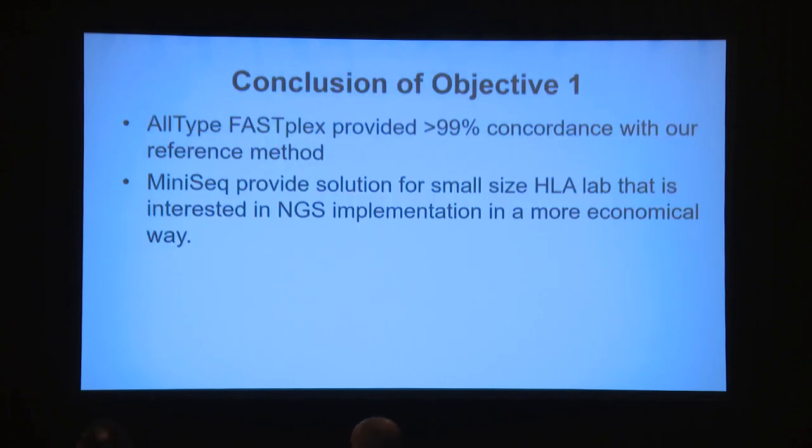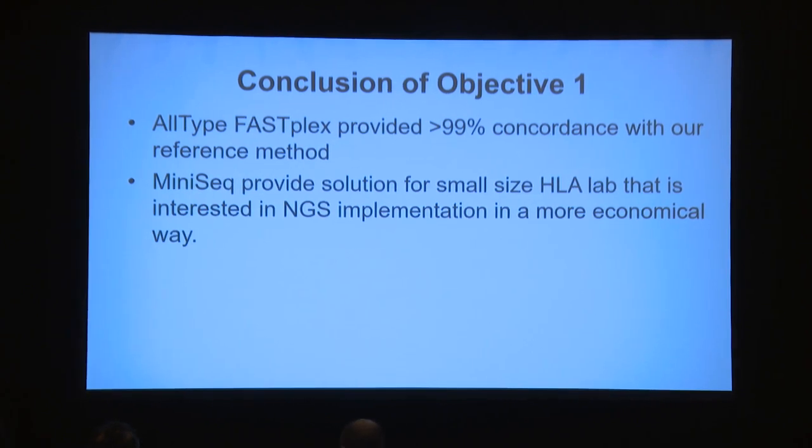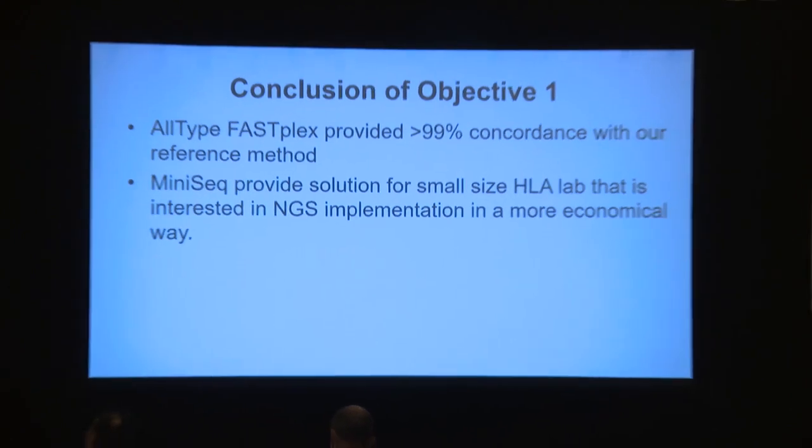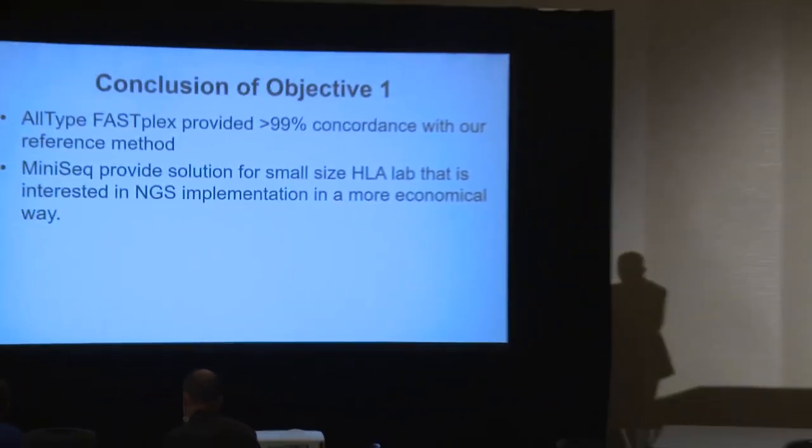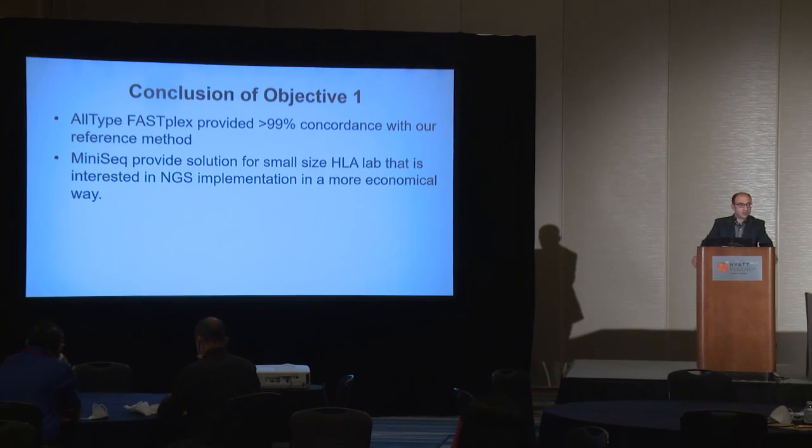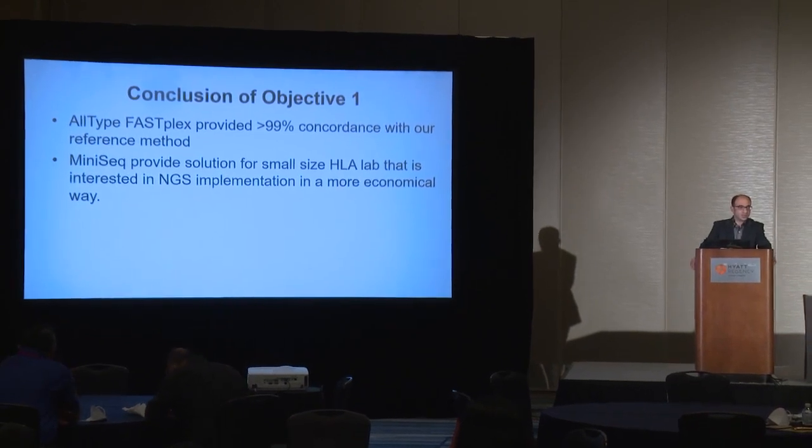So the conclusion of objective one is that AllType FASTplex provided more than 99% concordance with our reference method, and MiniSeq provided a more economical solution for a small-sized HLA lab that is interested in NGS implementation, or if there is a tight budget.